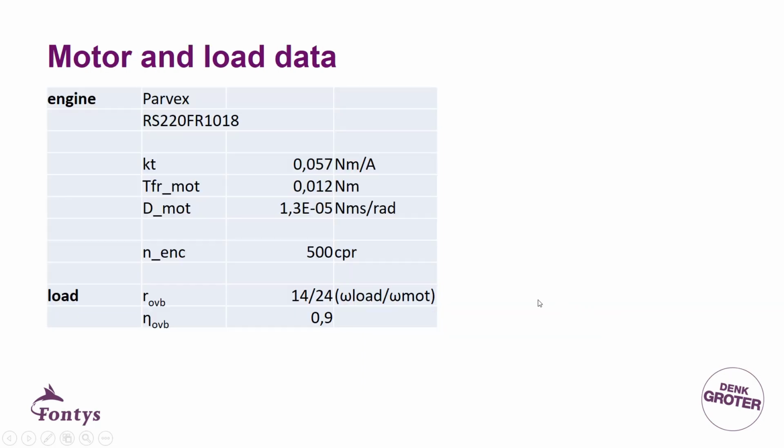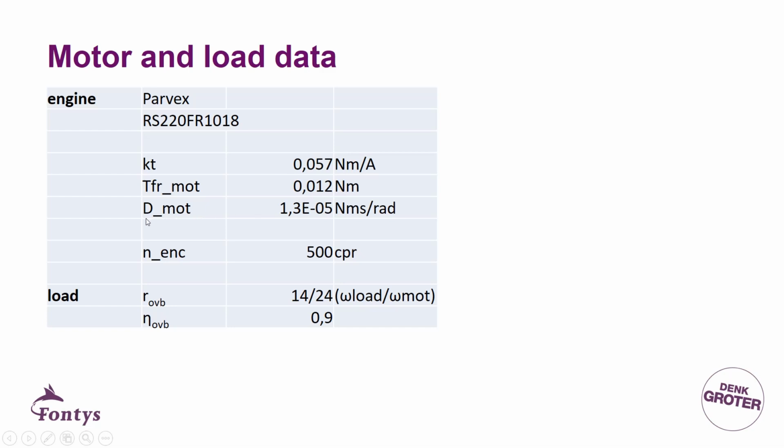Now we are going to use motor and load data in order to calculate the load torque in every measurement point and the load angular speed in every measurement point. Well, we use a motor over here from Parvex, which is the RS220, and we need from the motor the motor constant or torque constant KT, which is 0.057 Newton meter per amp. We have a motor friction, so the friction of the motor itself, which is 0.012 Newton meter or 1.2 Newton centimeter.